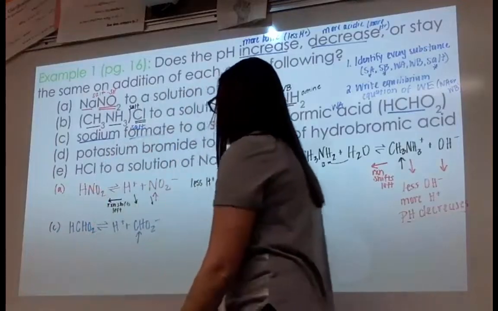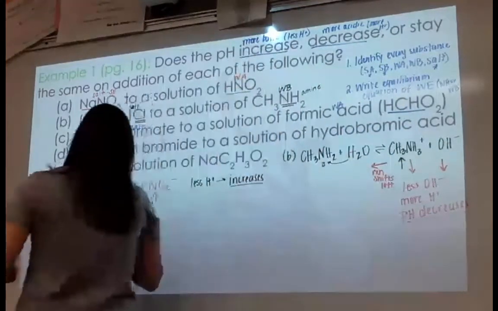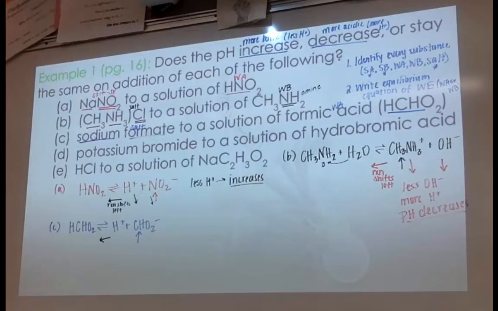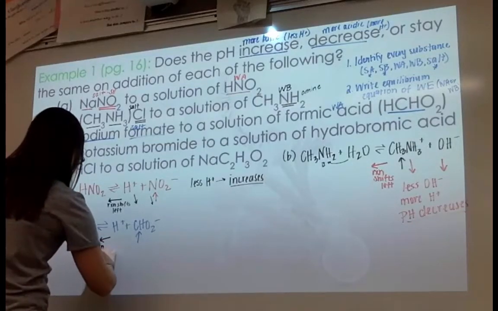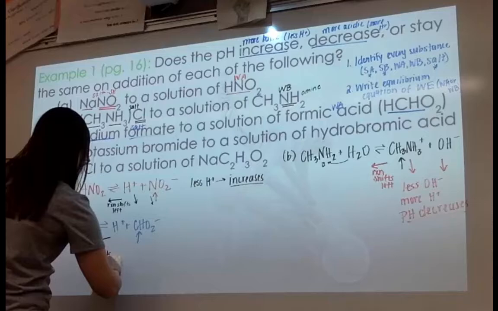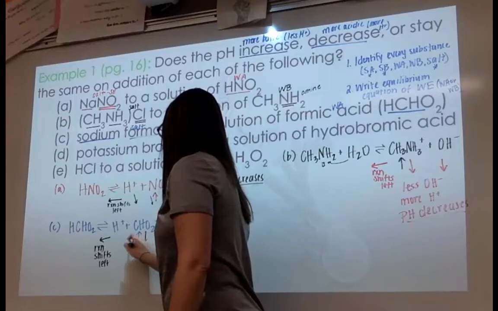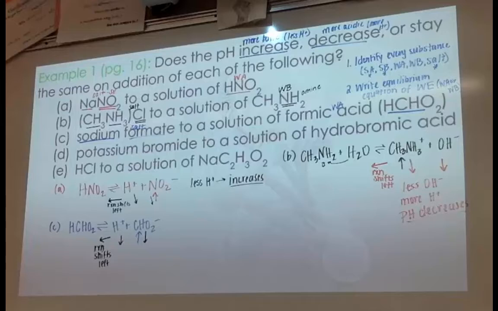So let's think about it. We add more formate. We're adding a common ion. When we add a common ion, the reaction is going to shift in a way to use up that excess common ion. So the reaction shifts left, as they have in all of them. As it shifts left, we're using up the excess formate, but we're also using up H plus. So this is going to be like part A. We're also using up H plus.